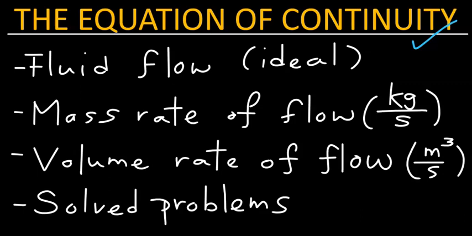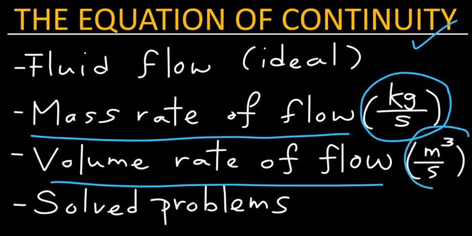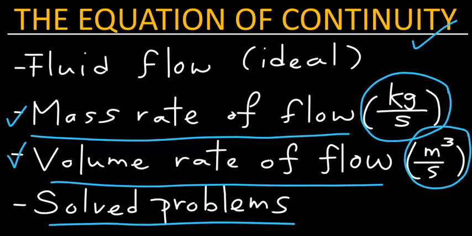We will then define the mass rate of flow, which has an SI unit of kg per second, and volume rate of flow with a unit of cubic meter per second. These two quantities are essential and central in defining the equation of continuity. Next, we shall solve a few problems based on these concepts.